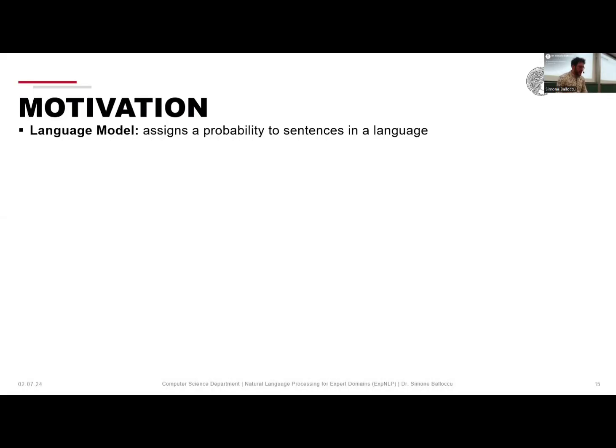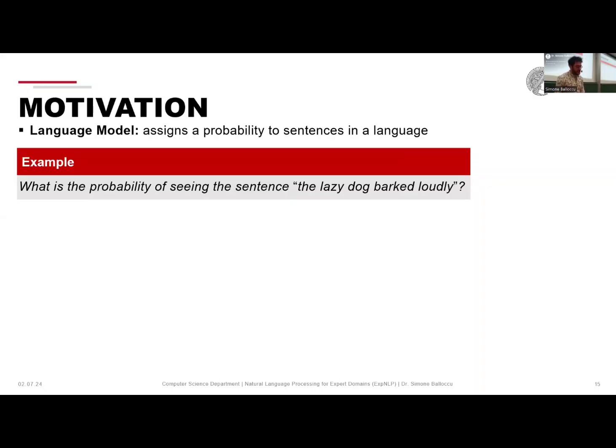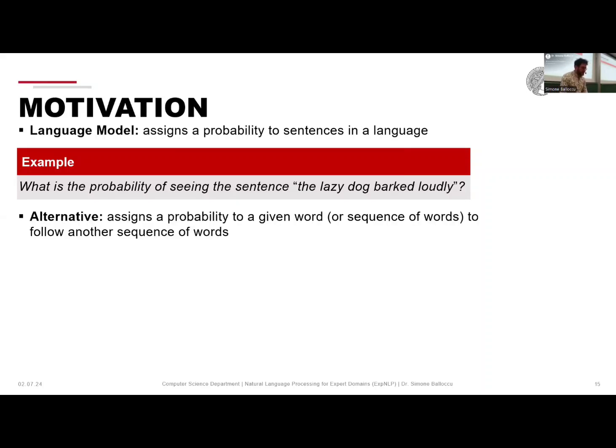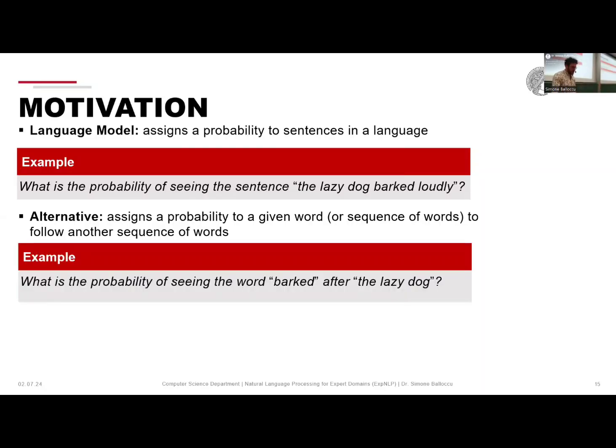A language model assigns a probability to a sentence, like your colleague said. So for example, what's the probability of seeing the sentence, the lazy dog barked loudly? You don't hear it every day, but it's still a pretty human sentence. Alternatively, assign a probability to just a word or a sequence of words, so half of a sentence, to follow another sequence of words. So for example, what is the probability that I see barked after the lazy dog? This is what we're gonna do today. We're gonna model something like this.